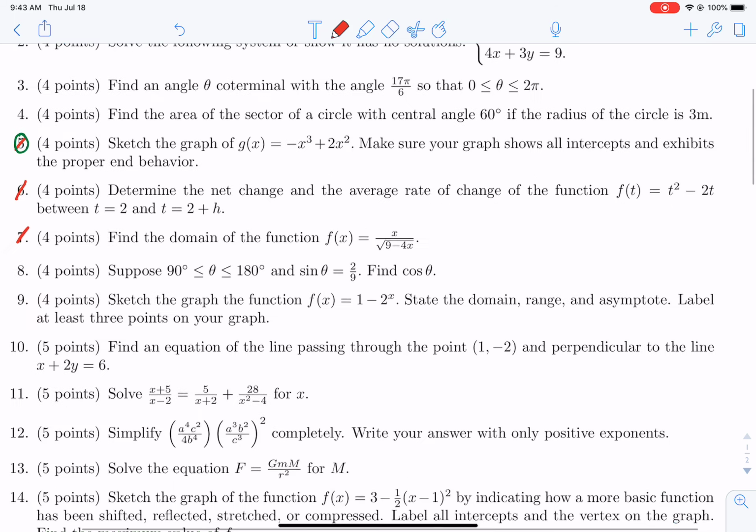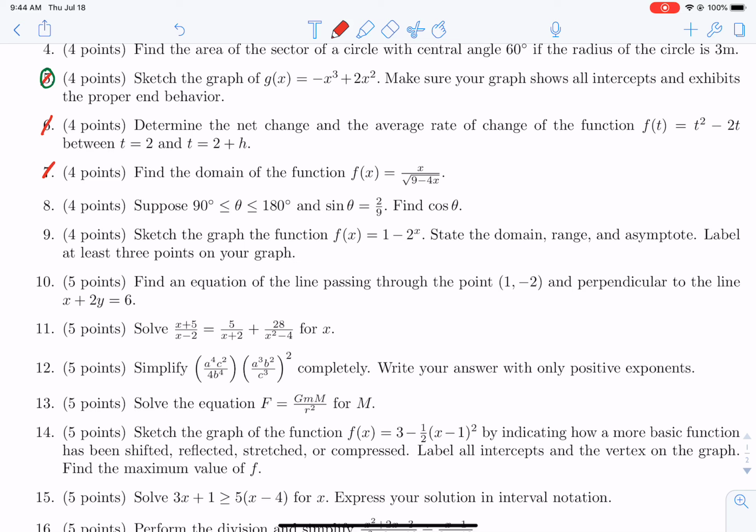Number 9, sketch the graph of 1 minus 2 to the x. State the domain, range, and asymptote. Label at least 3 points in the graph. That one we haven't covered yet. This is an exponential graph. That's what we're going to cover after we all go over these questions, right?